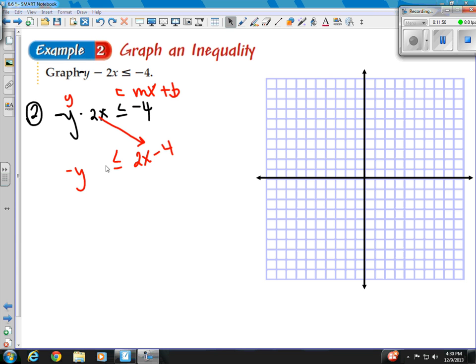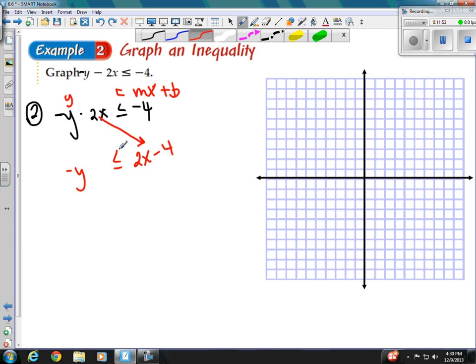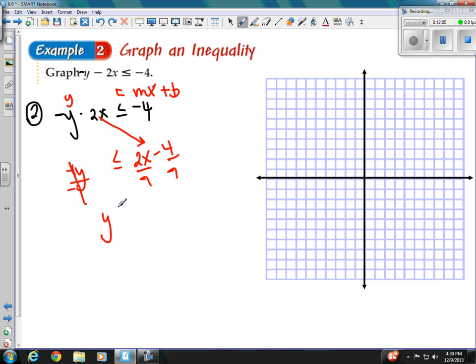Okay. So now we're going to say that's a negative 1 in front of our y. We're going to divide everybody up here by negative 1. So negative 1's cancel, and we get y. Now because I divided by negative 1, my symbol's going to flip and say y is greater than or equal to 2 divided by negative 1, which is negative 2x. And then negative 4 divided by negative 1 makes a positive 4. Then we find our slope, which is negative 2. And because it's an integer, we write it over 1. And our b is 0, 4.